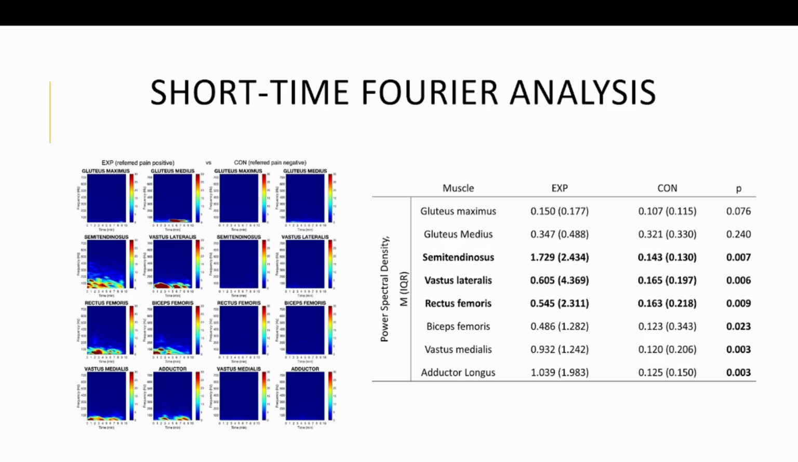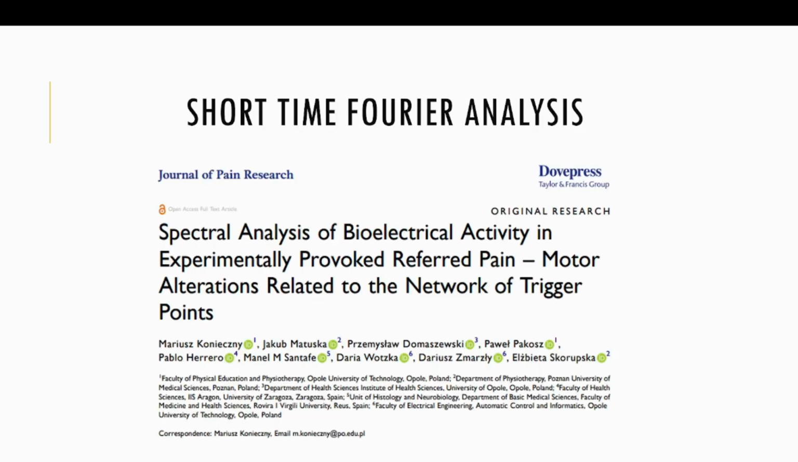Statistically significant differences were observed in the semitendinosus, vastus lateralis, rectus femoris, adductor longus, and vastus medialis, indicating an atypical motor response associated with referred pain. We have already published our first work that presents the results of our short-time Fourier analysis, which you have seen on a previous slide.